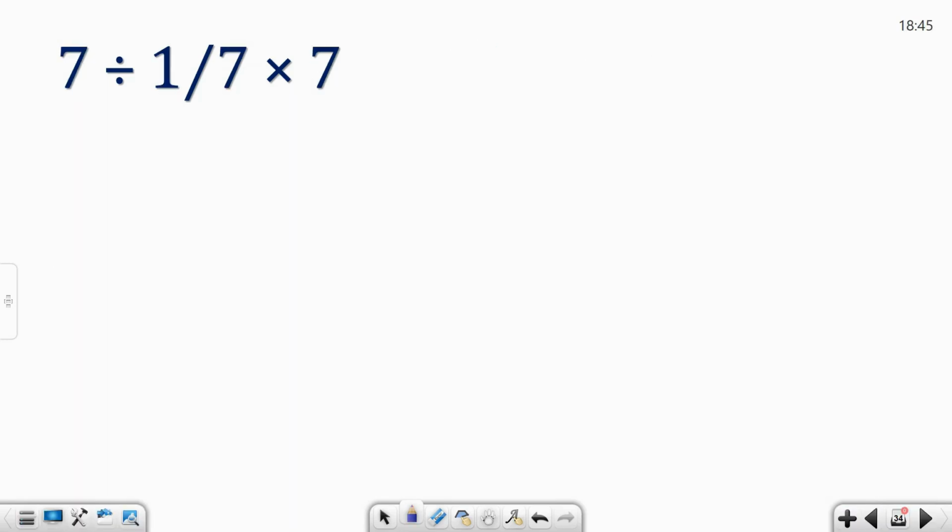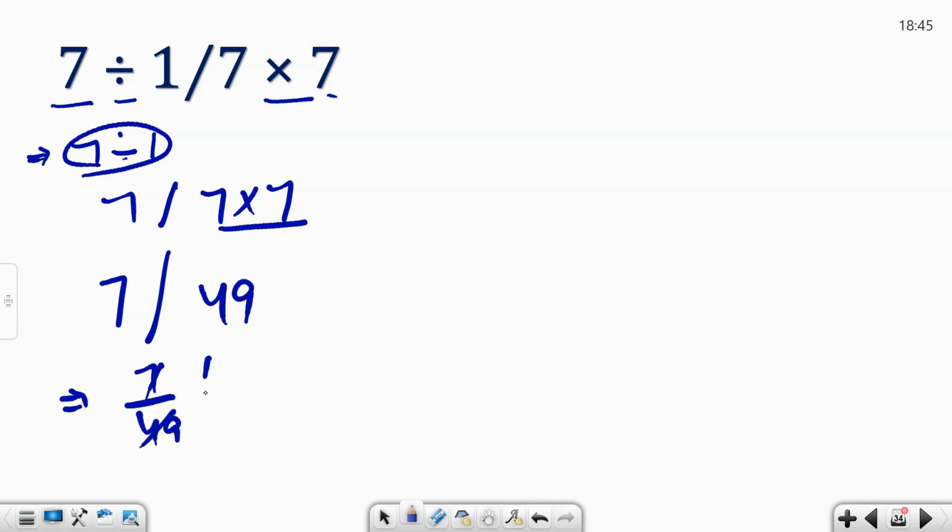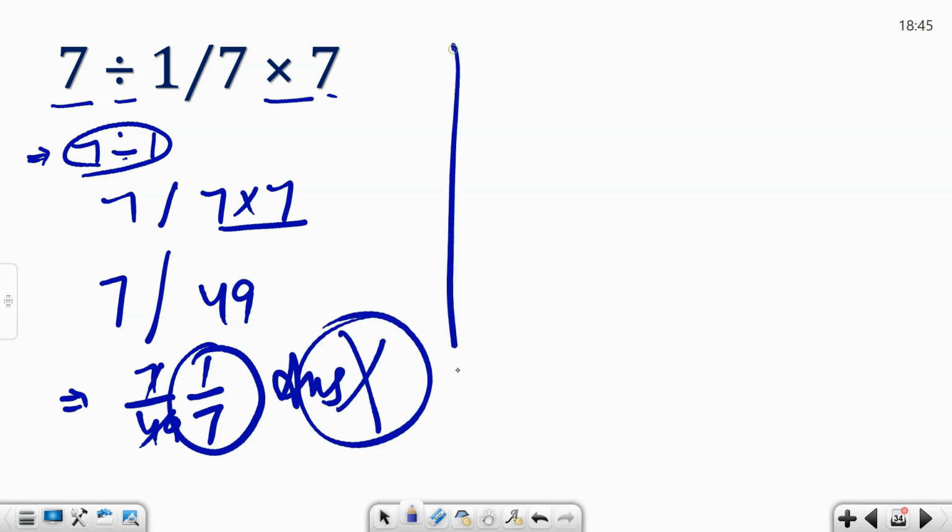Today's question is 7 divided by 1/7 times 7. So first, let's try to solve it this way. 7 divided by 1/7 is 7 divided by 7 times 7. Now, 7 divided by 7 times 7 actually equals 49. Next, we'll write it out as 7 over 49. So that simplifies down to 1/7. This is the answer we get, but keep in mind, this is actually the wrong answer.